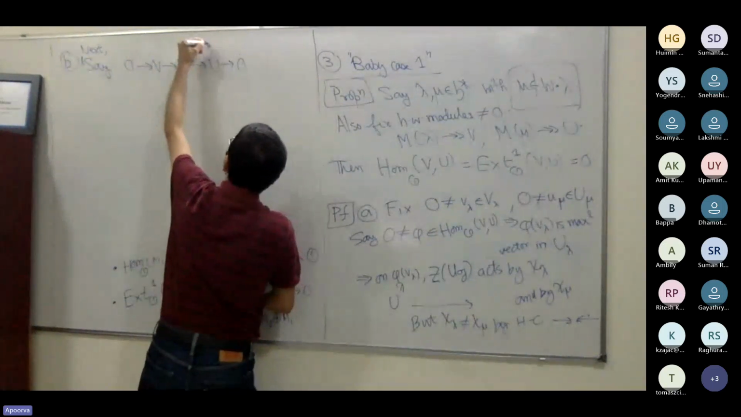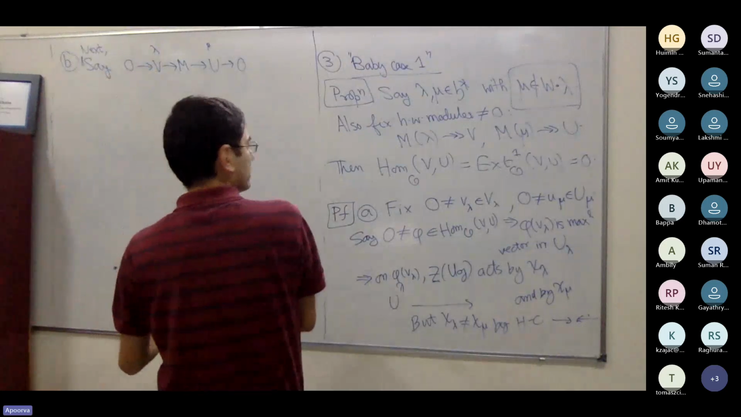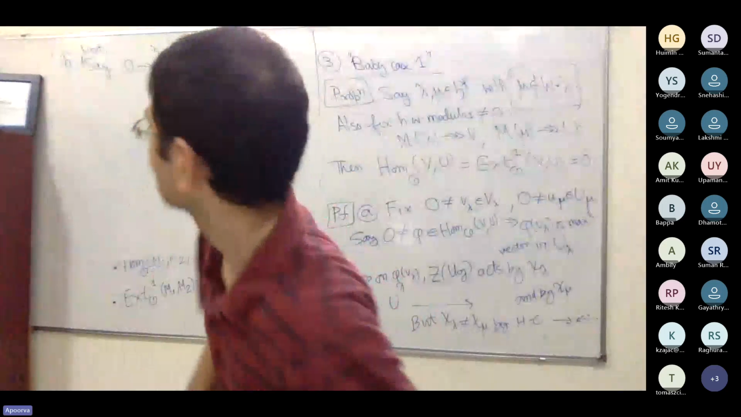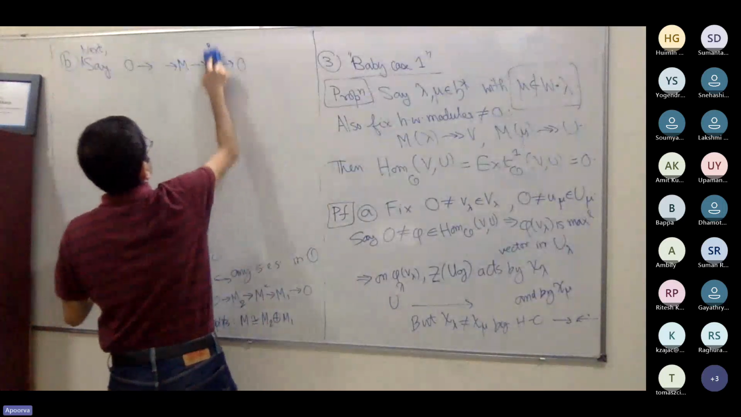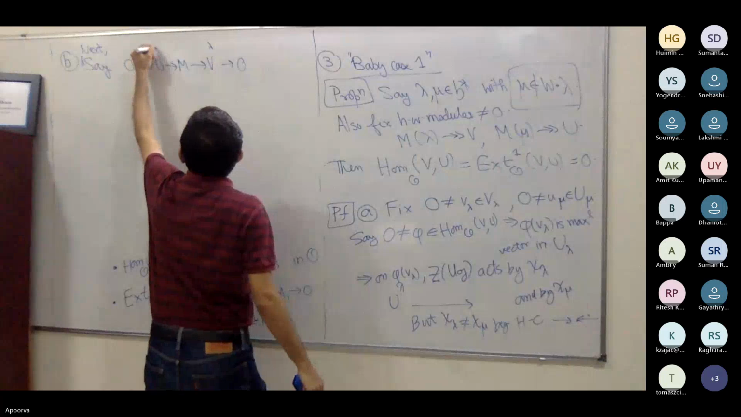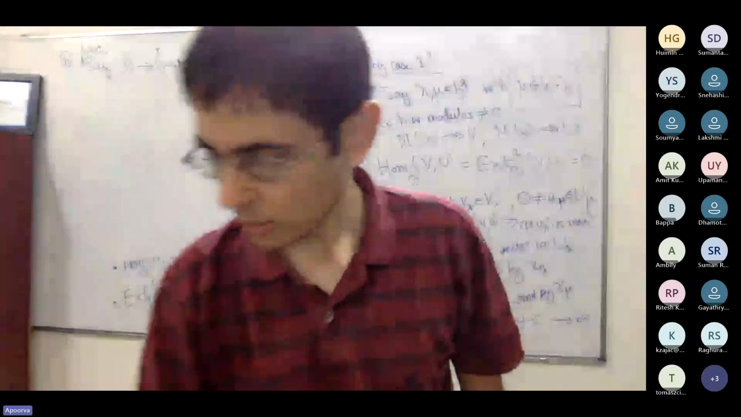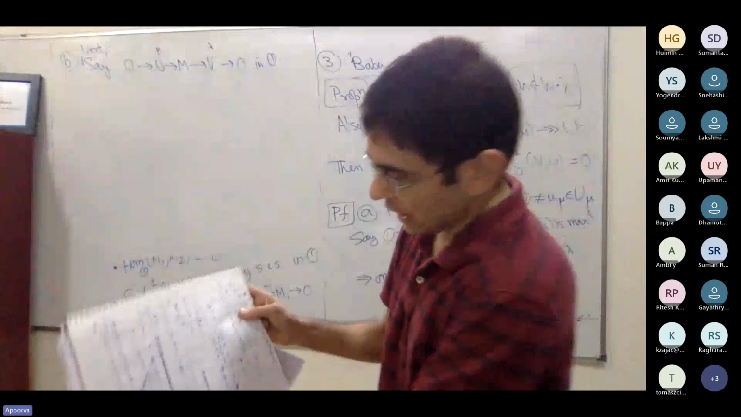Remember that mu is the highest weight here, and lambda is the highest. Sorry, am I doing something wrong? I'm doing something wrong. V is the quotient. Okay, fine. So let's start first.